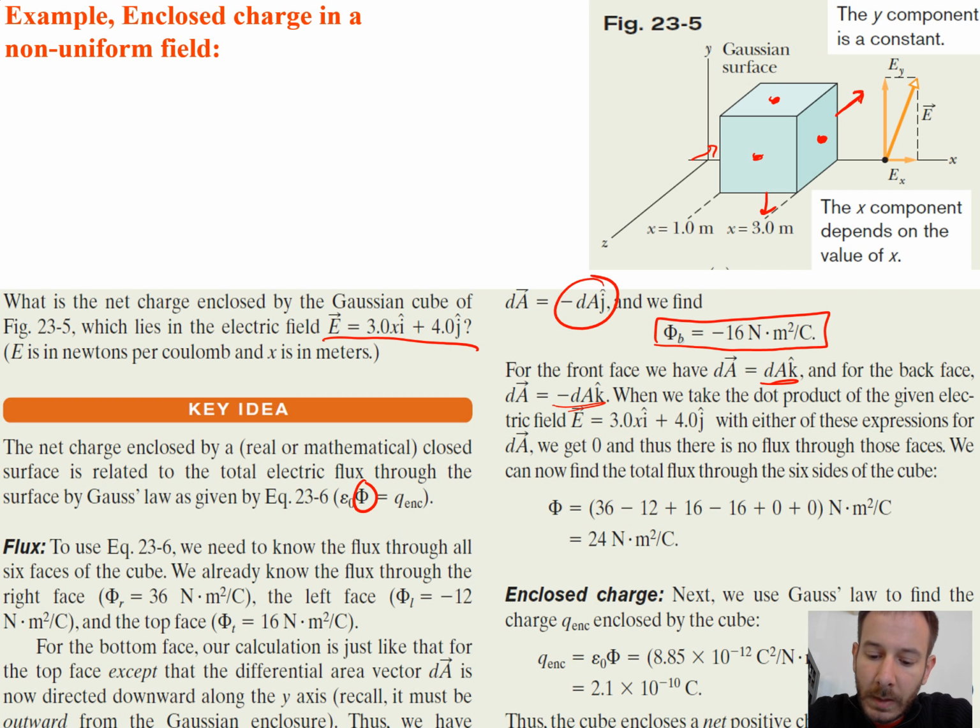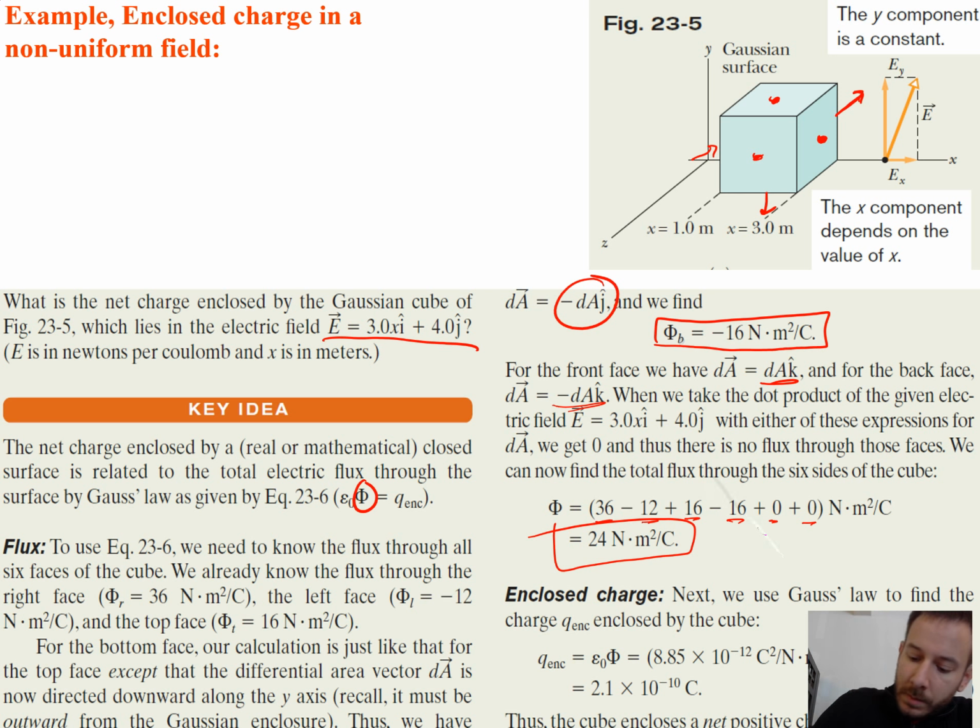Now that we've found the fluxes for each of the faces, we can add them together. If we add them all together, making sure our signs are appropriate, we get a total of 24 Newton meters squared over coulombs, which means that the overall flux, since it's positive, is going to be outward. The electric field lines will be going outward from the box that we have.